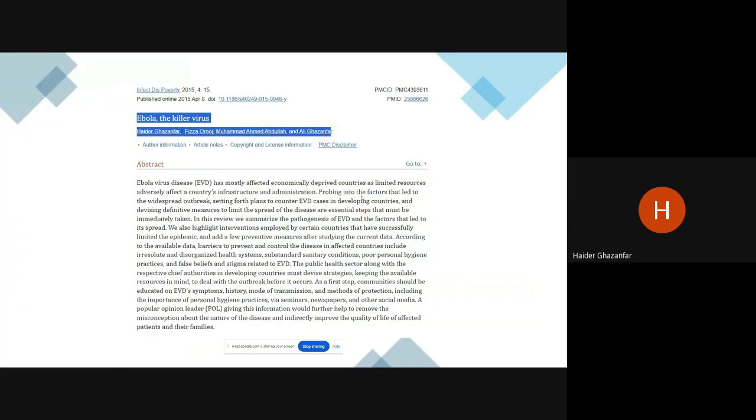So this was one of the articles I wrote during my medical school. At that time, there was an Ebola pandemic in Africa, and we wrote an Ebola, the killer virus, review article. In this article, I briefly mentioned the epidemiology, the incidence, and prior outbreaks of Ebola virus, but the main chunk of the article was focused on different measures communities can take in order to contain Ebola virus and in order to treat Ebola virus more effectively.